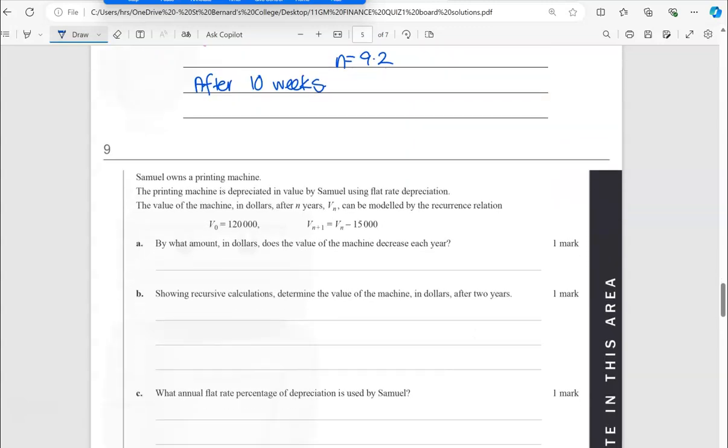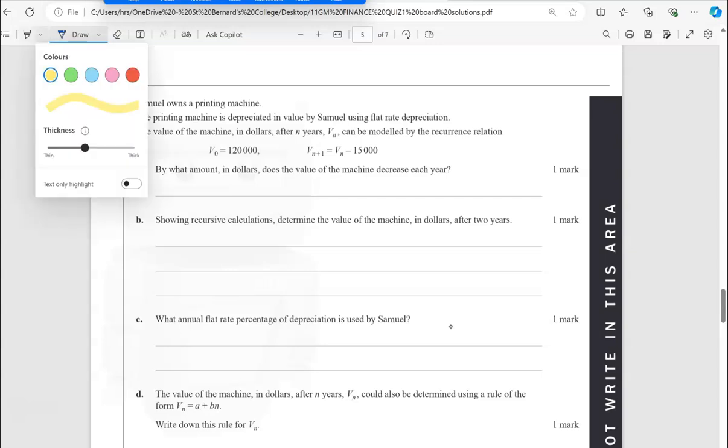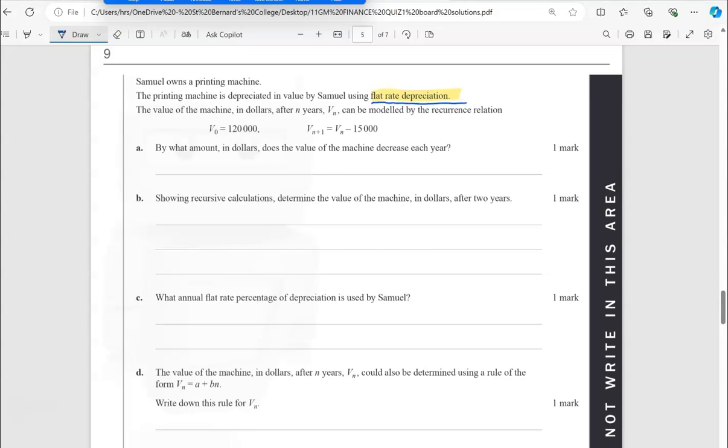All right, the next one. Samuel owns a printing machine. Samuel's printing machine depreciates at a flat rate. So because I know it's flat rate, I know which formulas I've got to be looking at. And this is N years, so this is the recurrence relation, which they gave me. Now, by what amount in dollars does the value of the machine decrease each year? Just asking you to interpret that recurrence relation. How much does it drop every year? What is it? Yeah, this one here, yeah? 15,000.